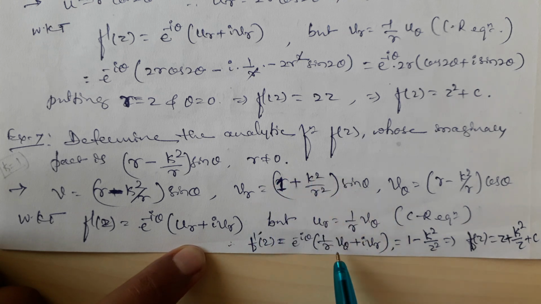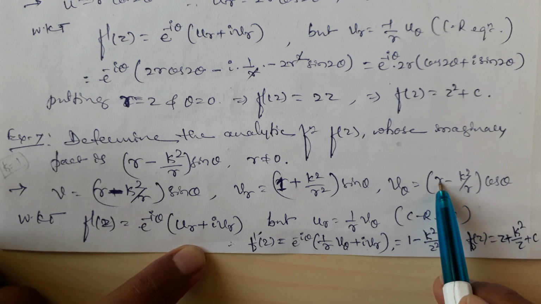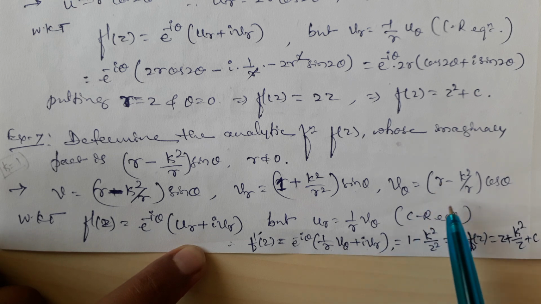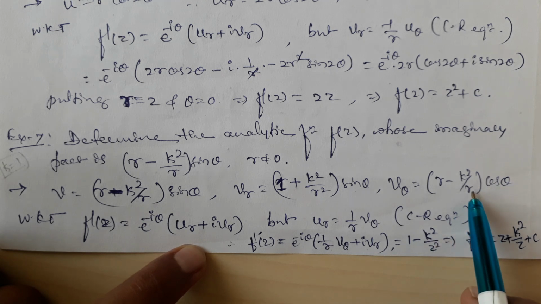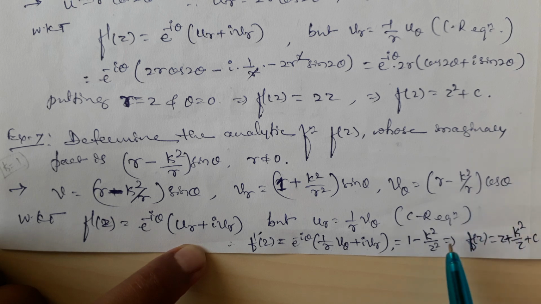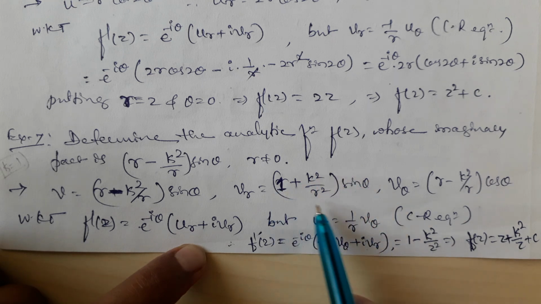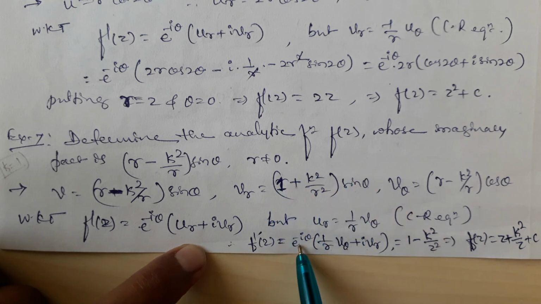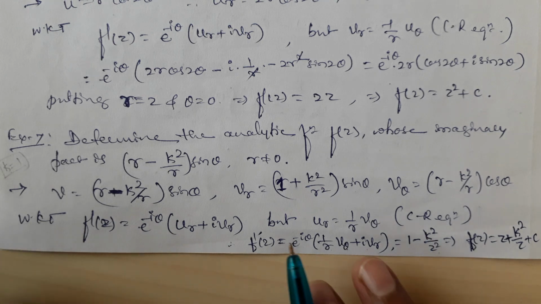Hence for 1 by r times v_theta, here the r gets cancelled and we get 1. Then k square by r gives minus k square by z square, because r is z. Now cos theta is cos 0, that is 1, and plus i v_r with sin 0 in the second part is 0, and e to the power minus i 0 is also 1. We get f dash of z as 1 minus k square by z square.